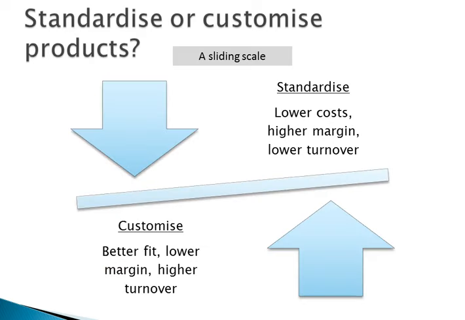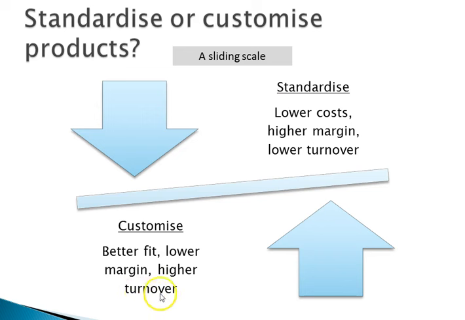Okay, so basically there's a trade-off. At one scale, standardizing means we have a much lower cost structure, far more economical, and basically, it may not sell as well, so we've got a lower turnover because it's not as ideally matched to the local market, but we should have a higher margin simply because we have a lower cost structure.